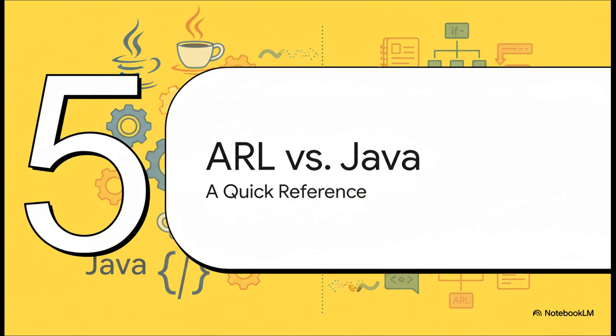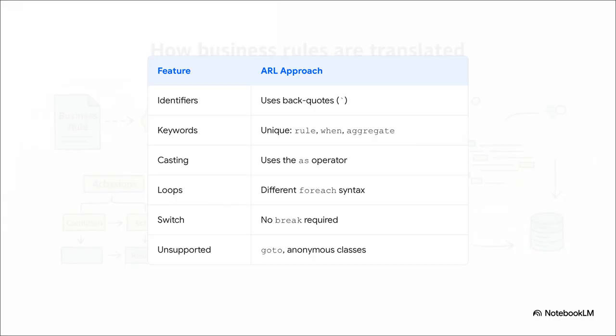Okay, for all of you out there with a Java background, this next part is for you. Let's put ARL side by side with Java 7 and really highlight the key differences that make ARL so specialized for running rules. So while ARL and Java 7 are definitely related, they are not twins. ARL has its own unique keywords like rule and aggregate that you won't find in Java. It's got those awesome backquotes for identifiers with spaces. For typecasting, it uses the as operator. And a really handy one, its switch statements don't need a break after every case. All these little things are designed specifically for the world of rule processing.